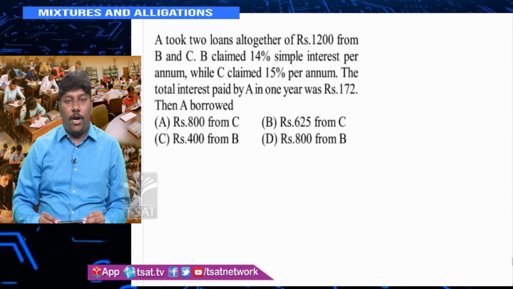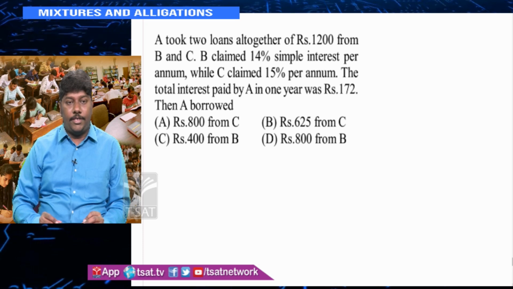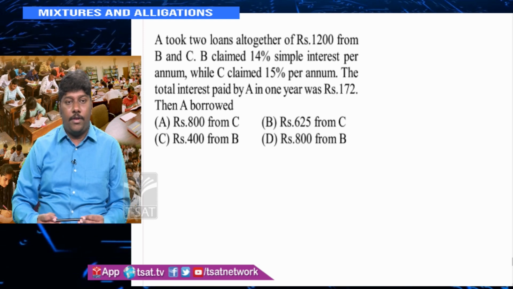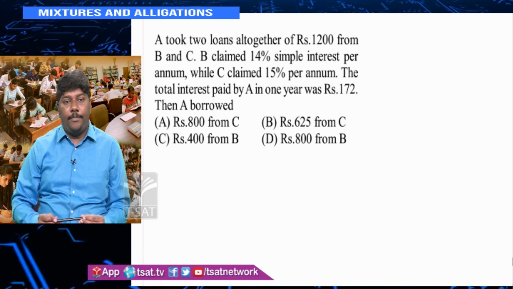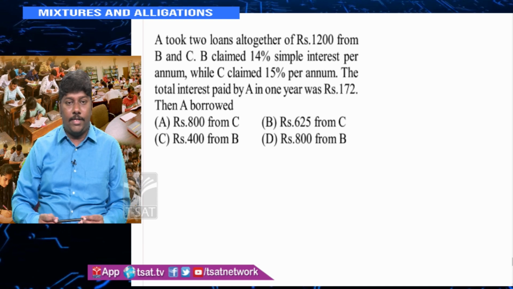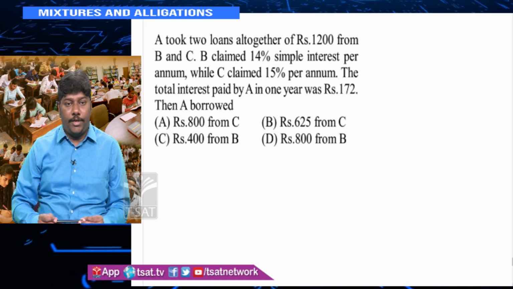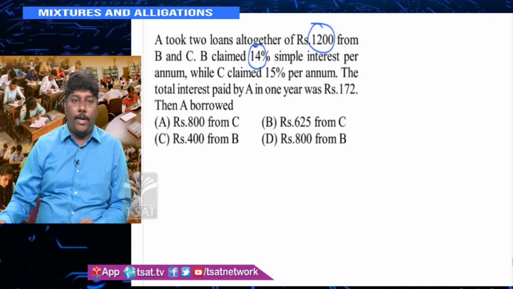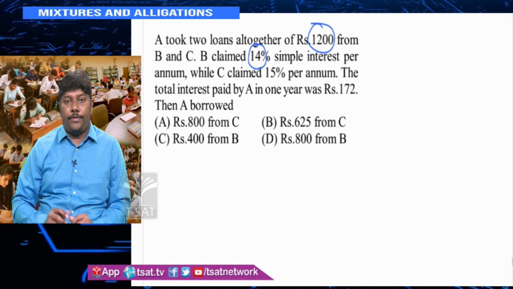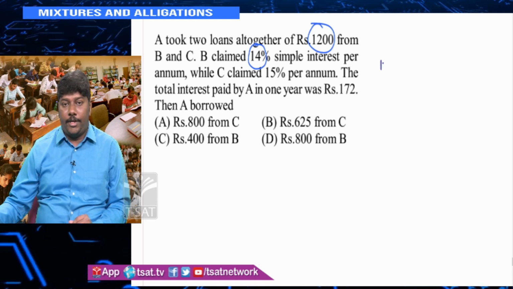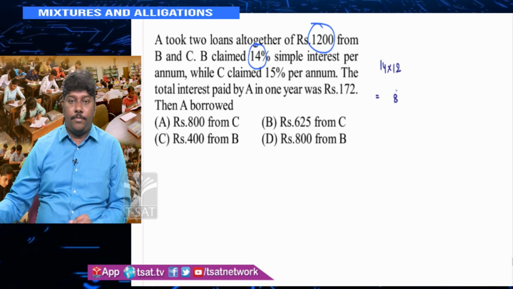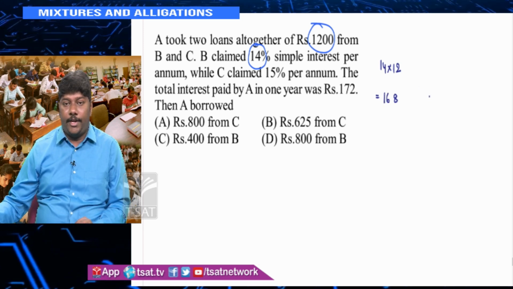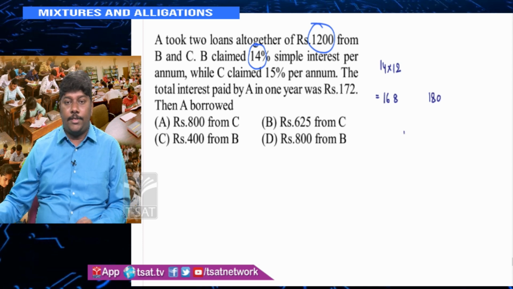A took 2 loans altogether 1200 from B and C. This is actually simple interest and compound interest, but it actually uses the logic of mixtures and alligation. B claimed 14% simple interest per annum, while C claimed 15% per annum. The total interest paid by A in 1 year. Find out what is 14% on 1200. What is 14 12s? Multiply 14 into 12. 14 2s are 28, then 168. Find out 15% of 1200, that is 15 12s are 180. You are going to get 172.